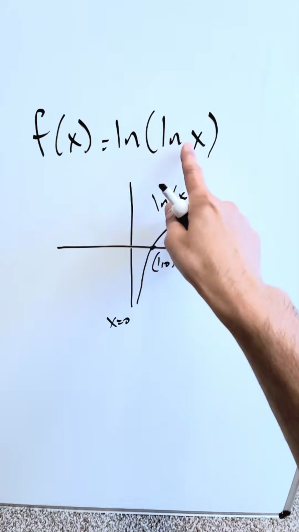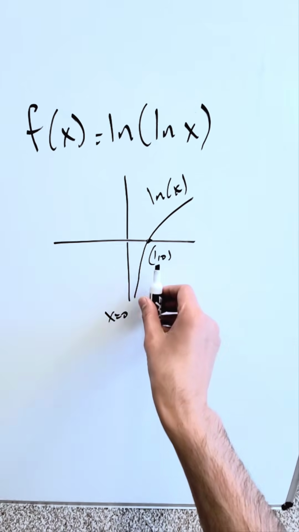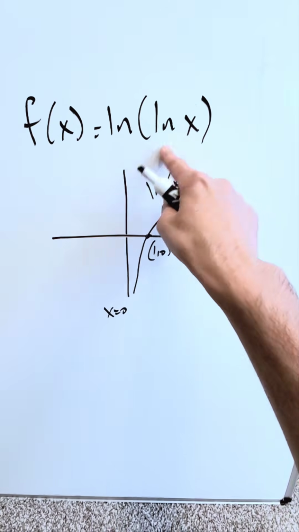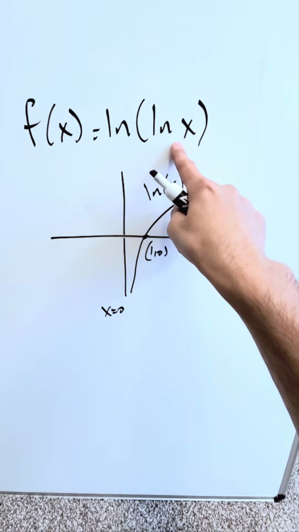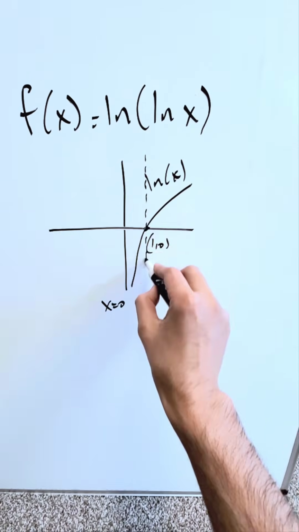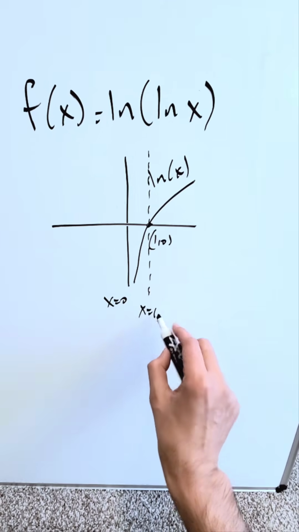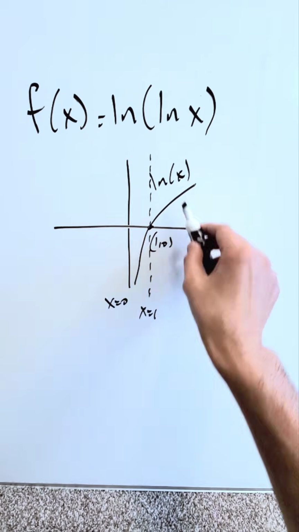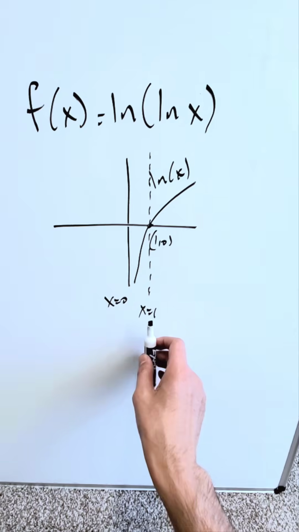But now I'm looking at natural log of natural log x. What happens if I put this one value in this new function? I'll have natural log 1, which is a 0. That 0 becomes the input for the other log, and it's not defined. So now we have a new vertical asymptote, x is equal to 1. The original x-intercept is no longer valid, so it becomes a vertical asymptote.